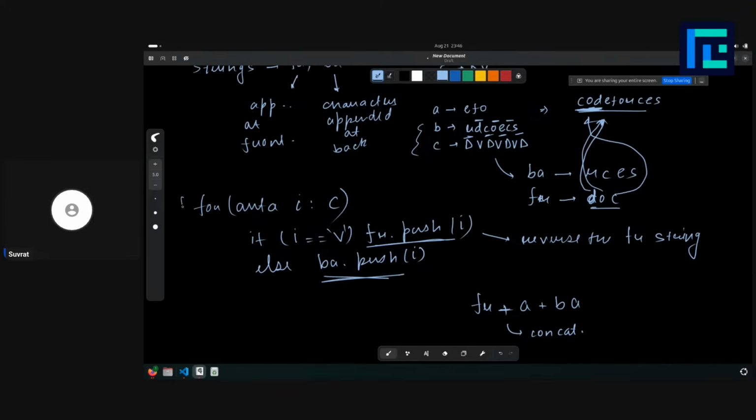We can do this in O of n since we are only iterating over the string C once, and front and back would also have O of n size, and reversing will be done in O of n, and concatenation will also be done in O of n. So overall the solution is O of n. I'll show you guys the code.